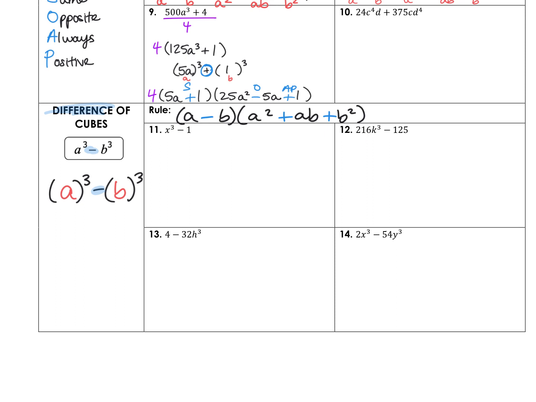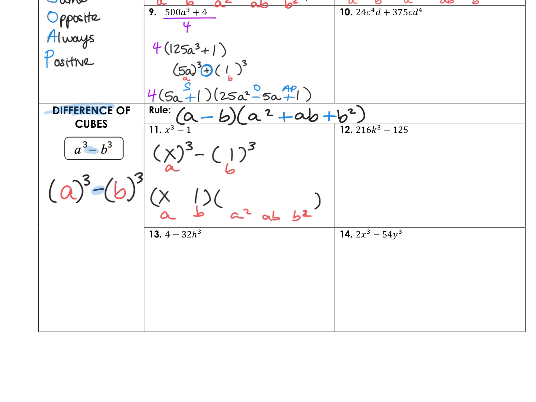All right, can you please figure out the first one? Most of these I'm going to have you do kind of on your own. Can you figure out A and B with your table? What's A? X. What's B? Okay, that was easy. Okay, so now fill in the blanks. So small one, big one. A, B, A squared, A, B, B squared. Okay, so X, 1.